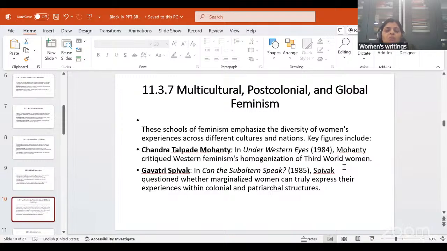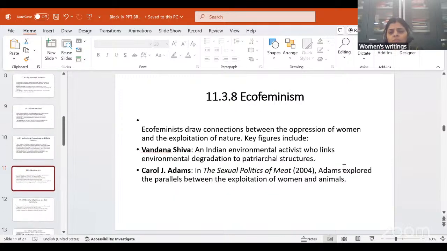And we see multicultural, post-colonial, and global feminisms, and how these feminisms effectively brought new theories into the picture, especially Chandra Talpade Mohanty and Gayatri Chakravorty Spivak. These people brought new perspectives into feminism and filled the gaps of what has not been discussed in feminism, right? So this is what you can learn in 11.3.7, that is your 11th unit.